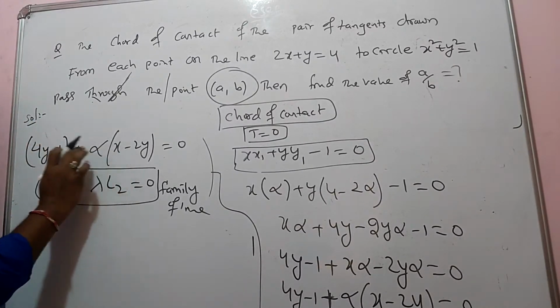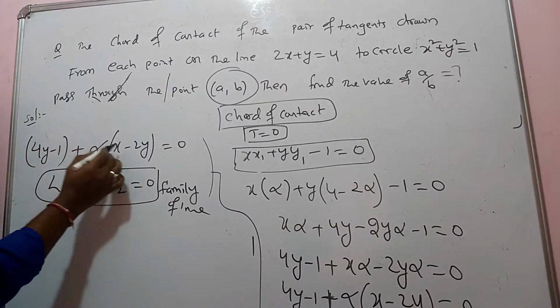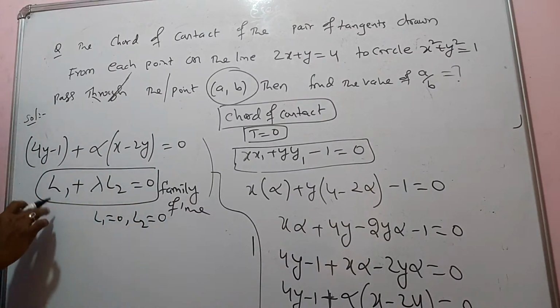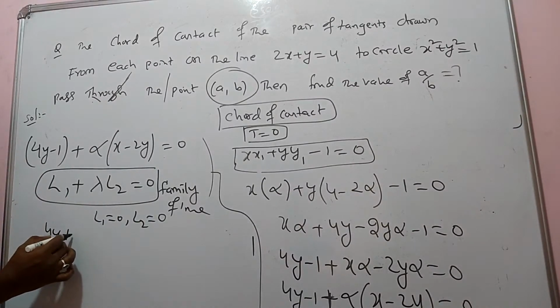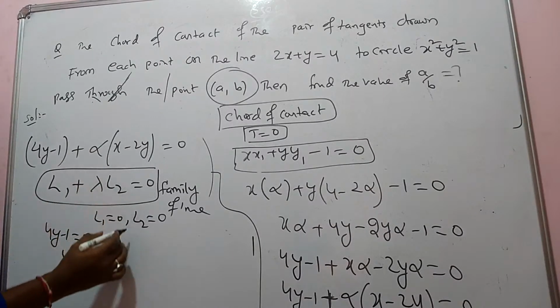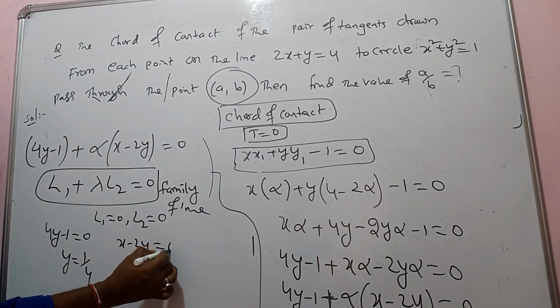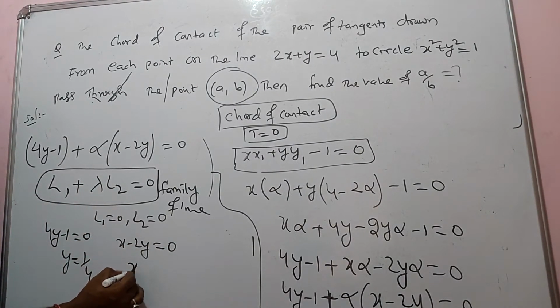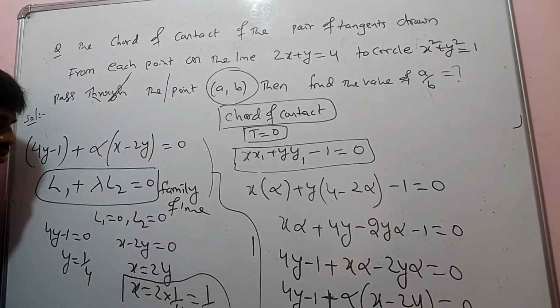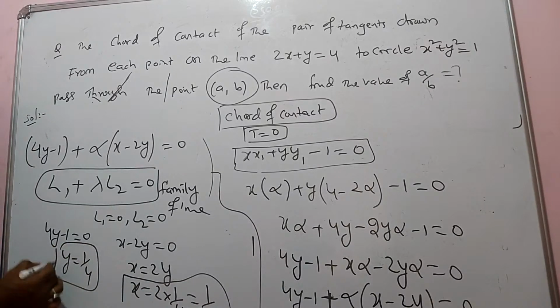How to solve this equation? We take L1 equal to 0 and L2 equal to 0. So 4y minus 1 is equal to 0, y is equal to 1 by 4. And x minus 2y is equal to 0, so x is equal to 2y, x is equal to 2 into 1 by 4, x is equal to 1 by 2. The x value is 1 by 2 and the y value is 1 by 4.